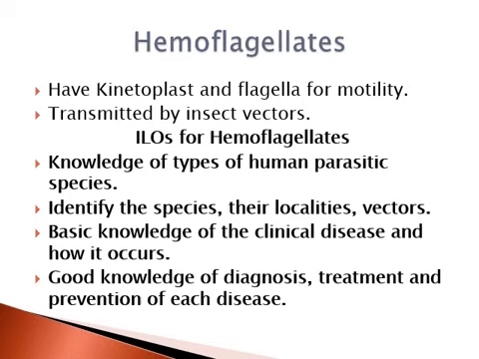Now we come back to the other types of hemoflagellates, of which we studied Leishmania as one in the previous lecture. These, as we said before, have kinetoplast and flagella for motility, and they are transmitted by insect vectors. We must know the types of human parasitic species, identify the species, their localities, and vectors. We must have basic knowledge of the clinical disease and how it occurs. Also, we must have good knowledge about diagnosis, treatment, and prevention of each case.